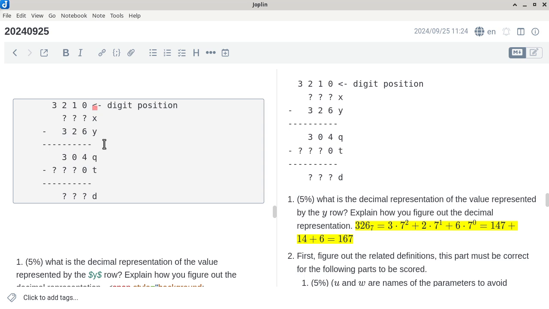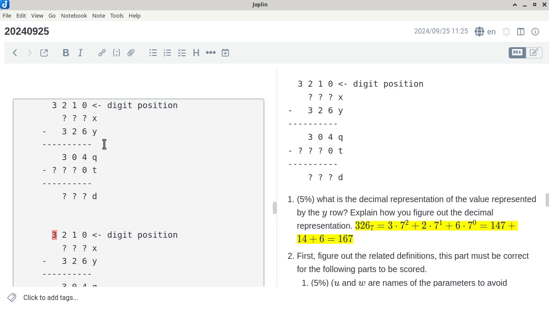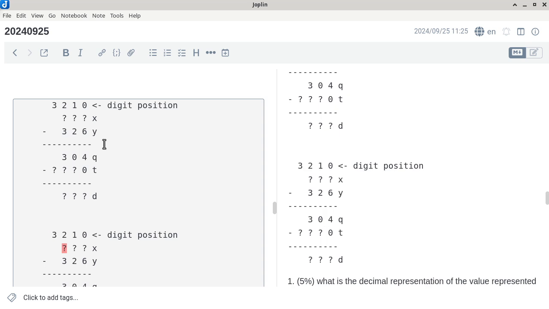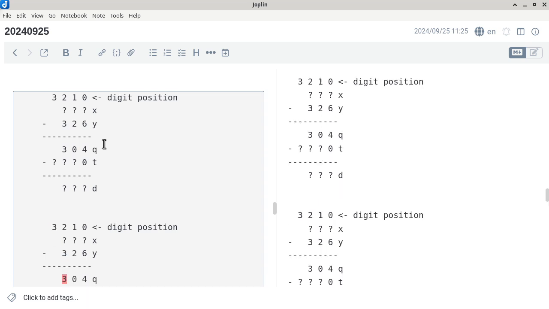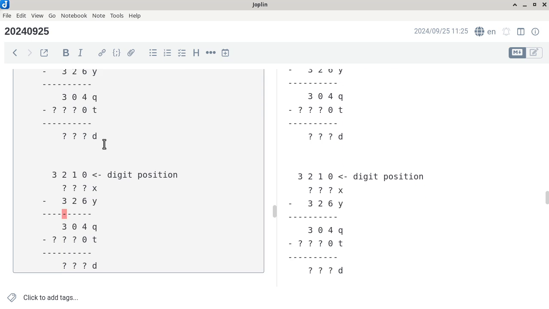1, 2, 3, 4, 5, 6, 7, 8. So we have 8 lines here. We'll just copy and paste it, so this way I can just work on the answer here. All right, so let's try to figure out all the unknown digits.